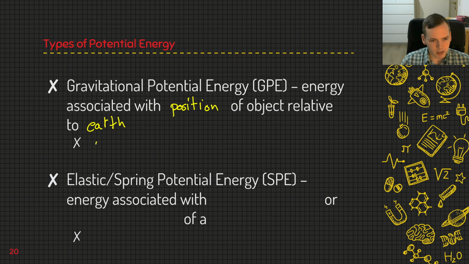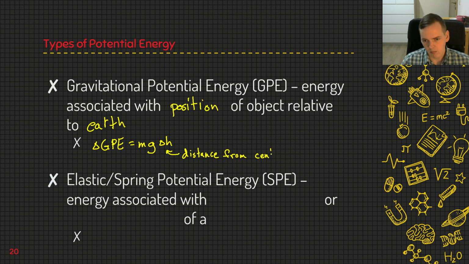And this can be written as the change in GPE is equal to the mass of the object times g, the acceleration due to gravity, times the change in height, where this is the distance from the Earth. Technically it's distance to the center of the Earth, but since we're always looking at changes in height, we can just pick anything to be 0 and say, I went up by 10 meters or I went down by 10 meters.